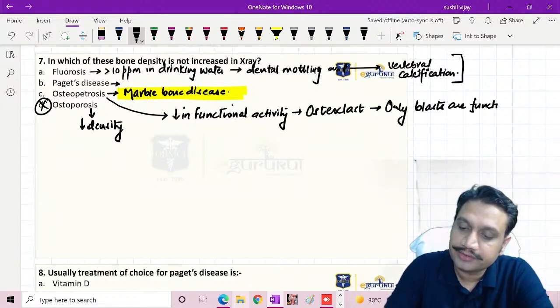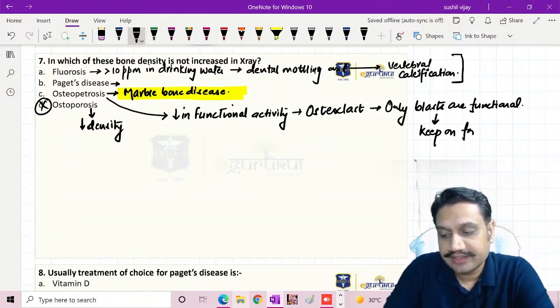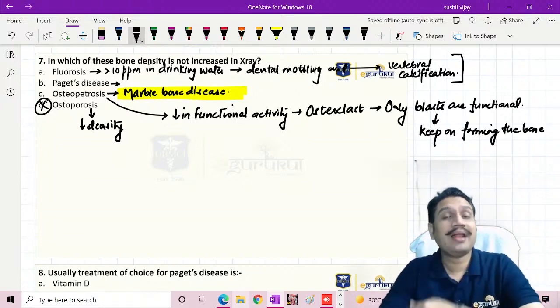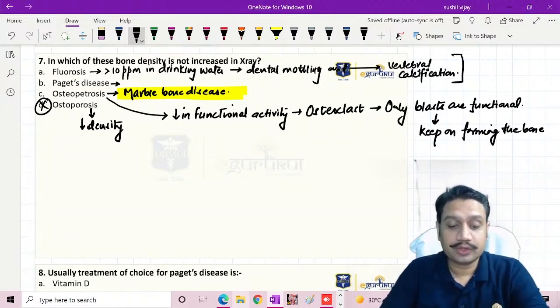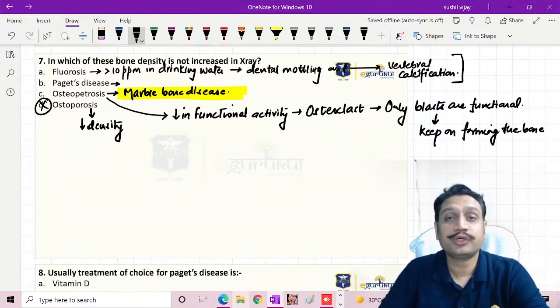So what are the blasts going to do? The blast will keep on forming the bone. And that is why only whiteness is seen, no black area, right? And this is what you call marble bone disease. In fact, the patient will not be showing you even the bone marrow in the x-rays.